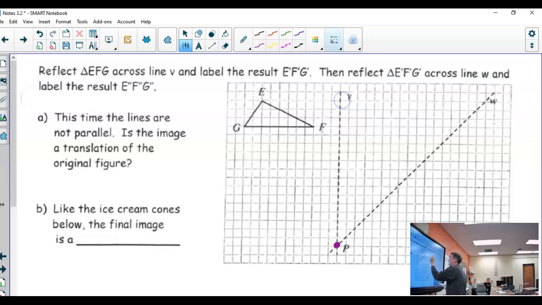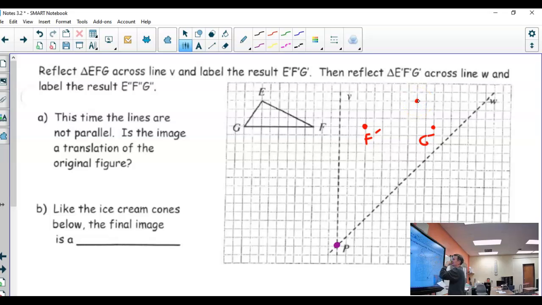So first I will go across V. I'll go 1, 2, 3, 1, 2, 3, and here is F prime. And G would be 1, 2, 3, 4, 5, 6, 7, 8, 9, 10, 11, 3, 4, 5, 6, 7, 8, 9, 10, 11. And here would be G prime, and E would be 1, 2, 3, 4, 5, 6, 7, 8, 9, 1, 2, 3, 4, 5, 6, 7, 8, 9.